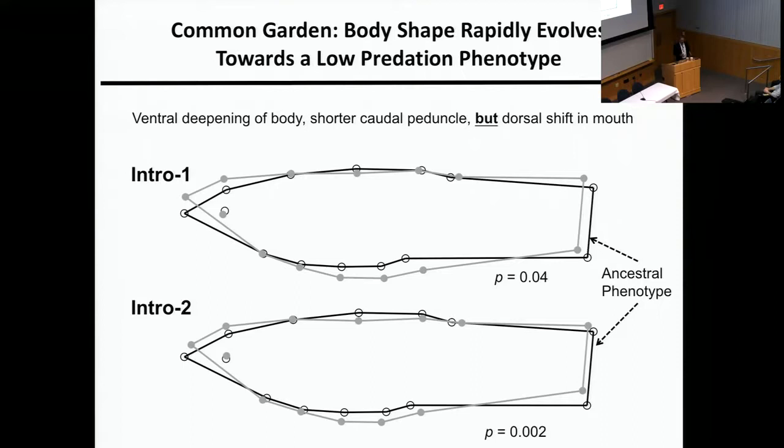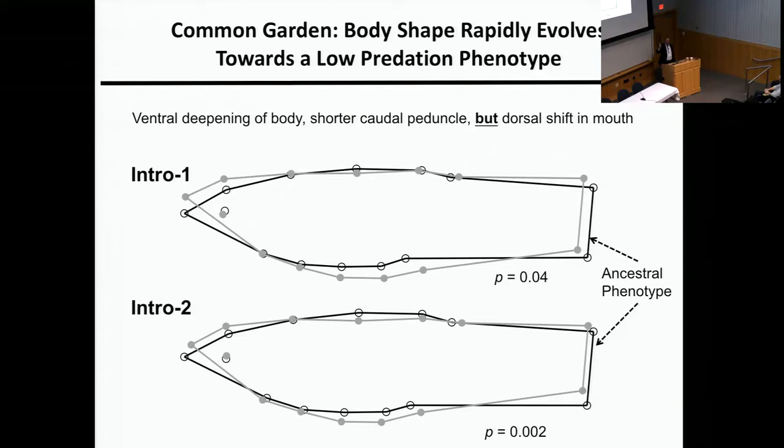So the first thing that caught our attention was that despite being longer in the field, in the lab, they're actually getting slightly shorter. These changes may seem subtle, but they're actually significant. They're also deeper, as we'd expect. But in the wild, we saw the mouth go down. When we raised them in the common garden, the mouth became even more extreme in its upward orientation, which is exactly opposite to the way they should have evolved.